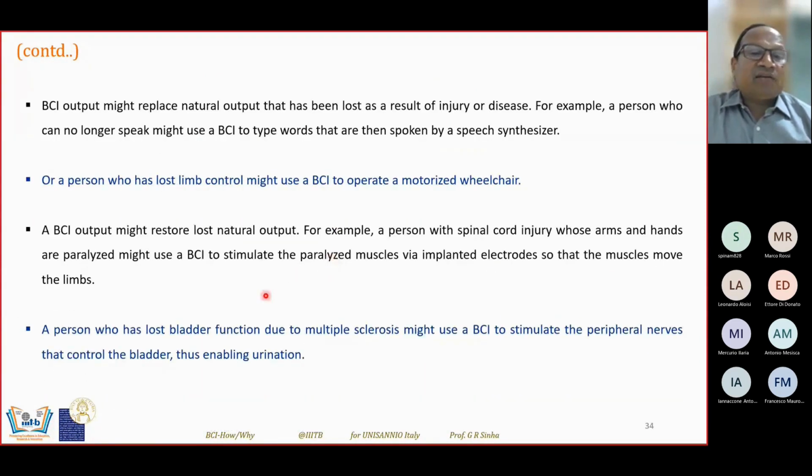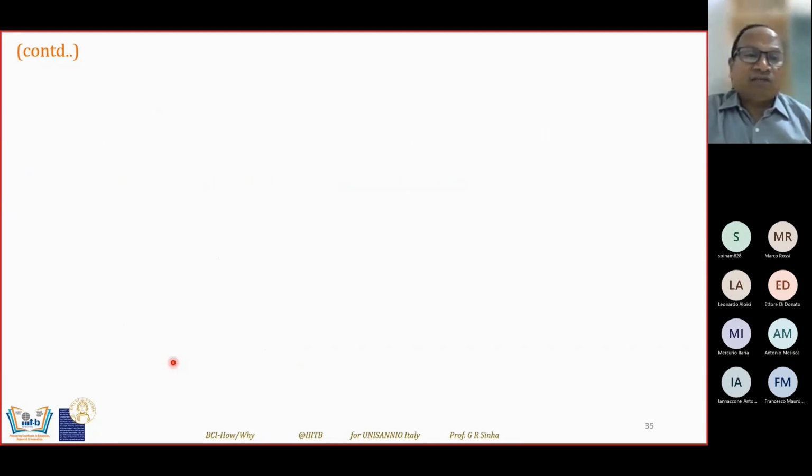A person who has lost bladder function control due to multiple sclerosis might use BCI again to generate a stimulated signal to the peripheral nerves to control the bladder and thus enable urination. There is some difficulty, and even if the bladders are not functioning, that kind of stimulation is still possible. But all this research is not in a tangible output form on a large or wider scale; it is still at the research stage.